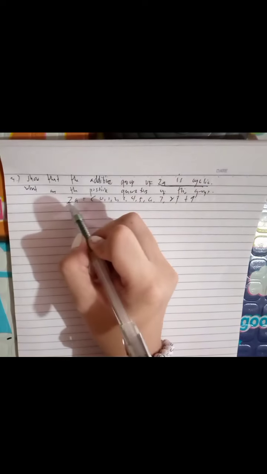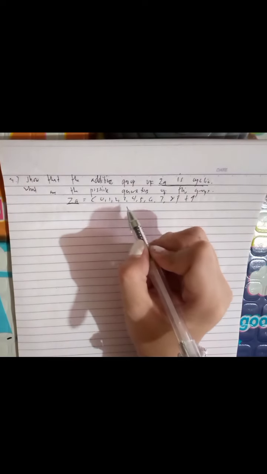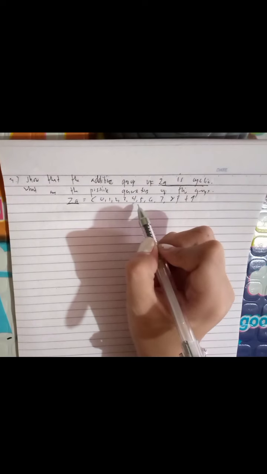Show that the additive group of Z9 is cyclic. What are the possible generators of this group? So, dito, kailangan natin tingnan kung yung Z9 ba is cyclic. Then, para malaman kung cyclic ito o hindi, hahanapin natin yung subgroup ng elements ng C9. So, yung element ng C9 is 0, 1, 2, 3, 4, 5, 6, 7, and 8.